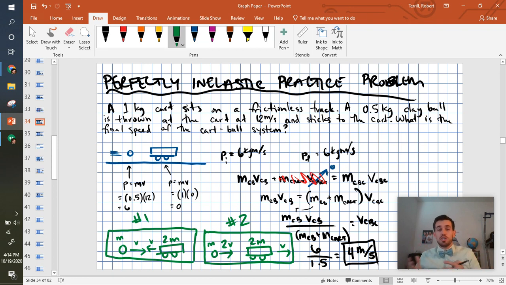For problem number 2, I have the clay ball coming in, hitting another cart that's going the opposite direction, but it's going 2v, so it catches up and sticks to it. So I want you to also feel free to share what the final velocity of these objects would be. I didn't give you guys velocities or masses, so I want these in terms of m's and v's. But go ahead and see if you can figure those out and share them in the YouTube comments.